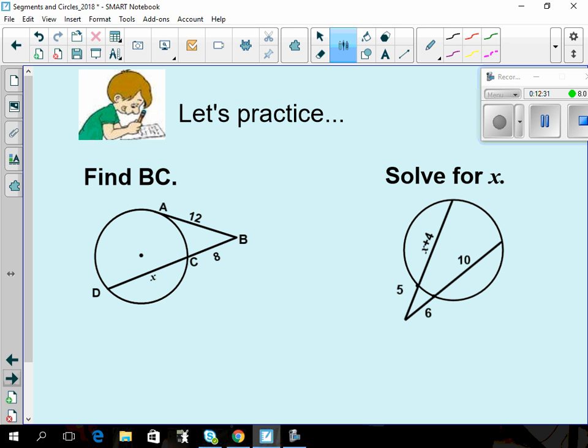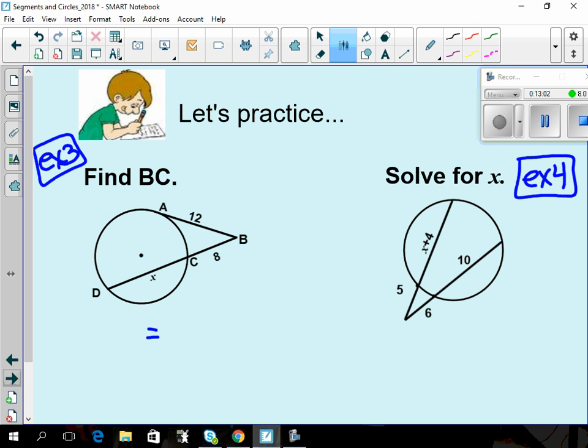These are example 3 and example 4. Let's see what we can get through before lunch. Let's start with example 3. Again, because they don't cross on the inside of the circle, they intersect outside of the circle. That's where I'm using my outside times the whole is equal to outside times the whole. So what equation am I going to use here?